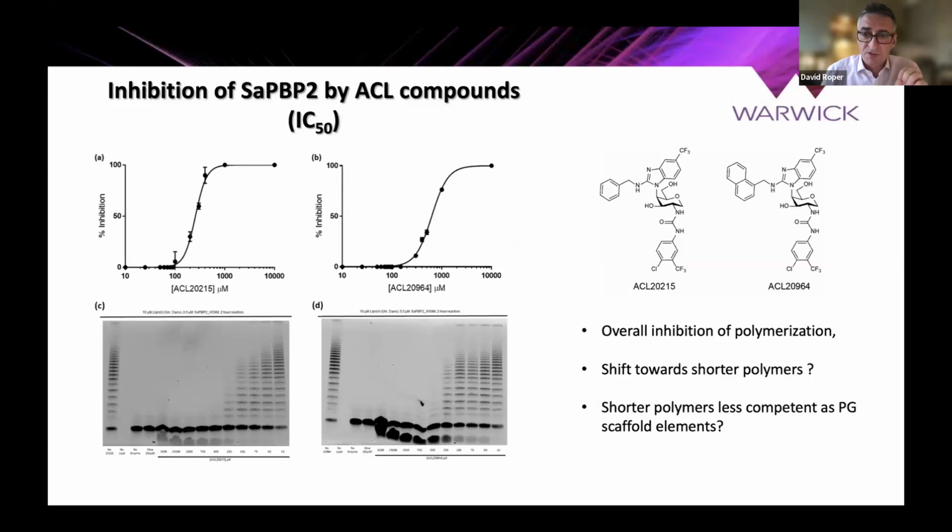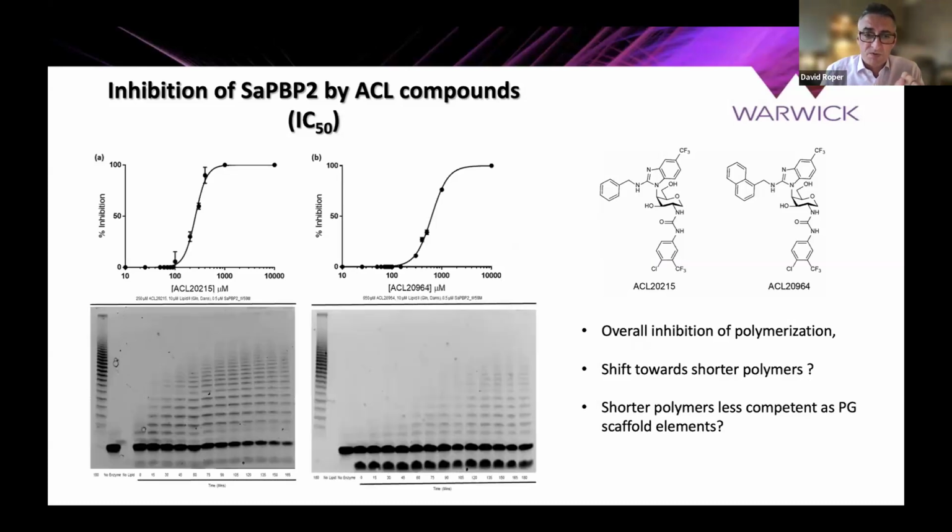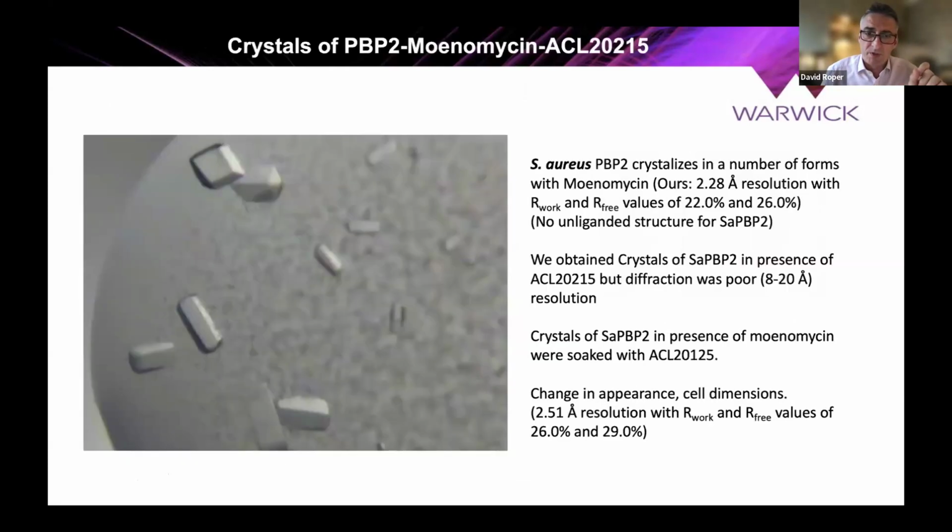So here are some of those studies, which is not published at the moment, but I will tell you anyway. So we use our gel-based system to look at the activity. We've found IC50s for these two compounds, 20215 and 20964. But what we also noticed was that the chain length over time with these compounds was being reduced, shortened. And that gave us a thought and a clue about what might be going on.